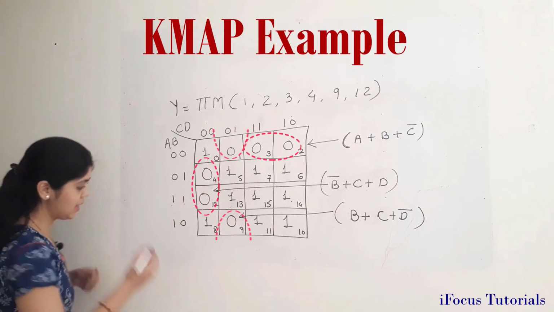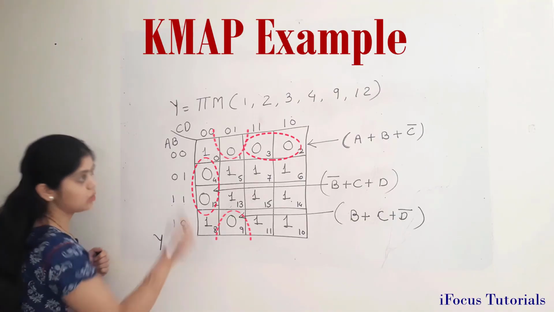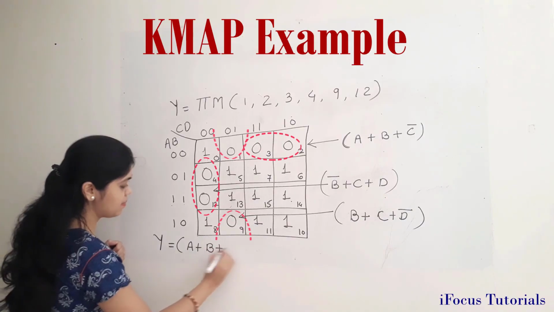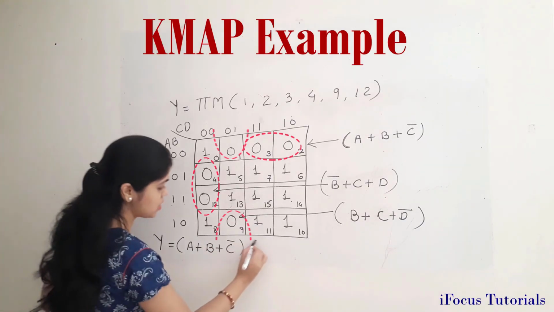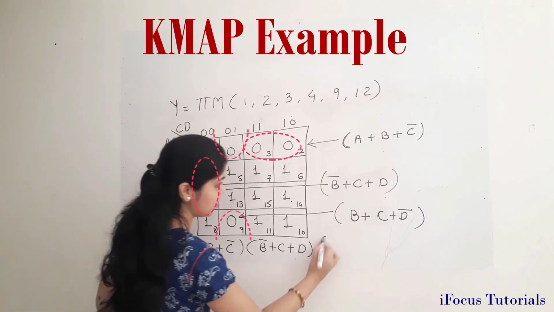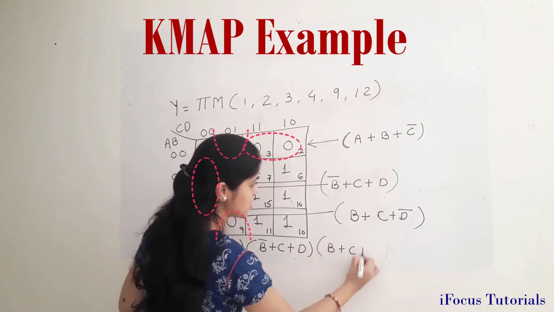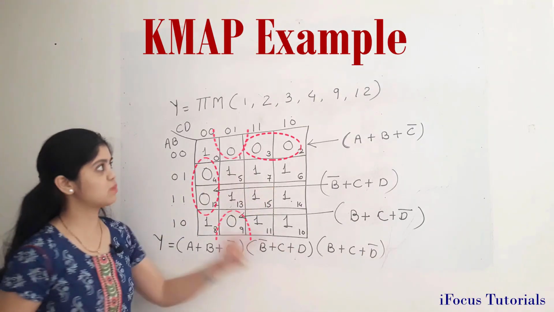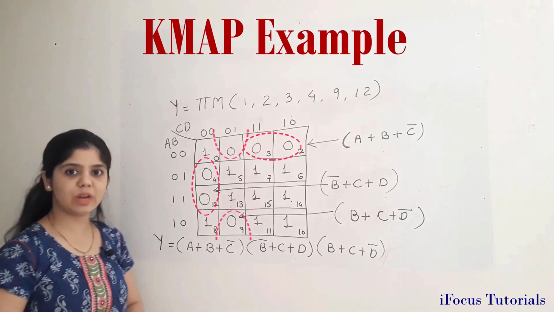So now the final answer can be written as Y is equal to, I will take the first term, that is a plus b plus c bar, into the second term, b bar plus c plus d, and the third term is b plus c plus d bar. So this is nothing but my simplified expression for the given POS expression.